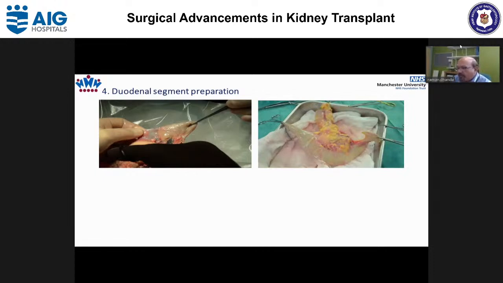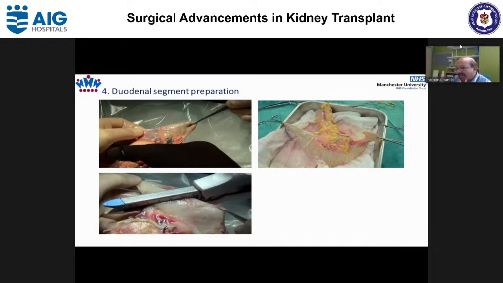We use about 8 to 10 centimeters of the duodenum, depending on the size of the duodenal head, if we are doing enteric anastomosis. For bladder anastomosis, you need much shorter part of the duodenum, about 5 to 6 centimeter.